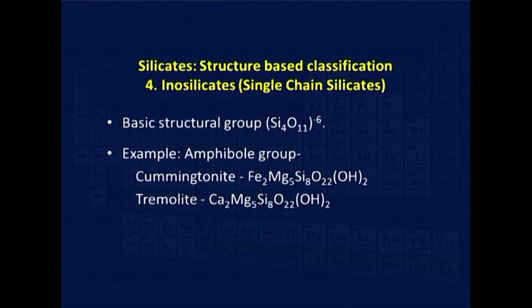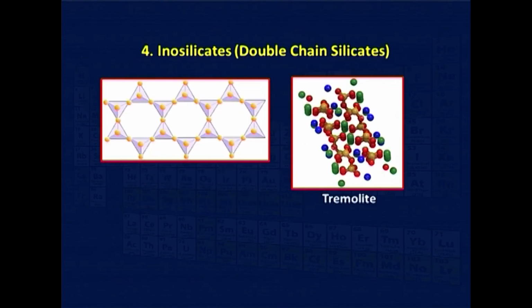The basic structural group is Si4O11 with 6 negative charge. The amphibole group has the double chain structure, and the best examples are cummingtonite and tremolite. This is the double chain silicate structure. It is the structure of tremolite.